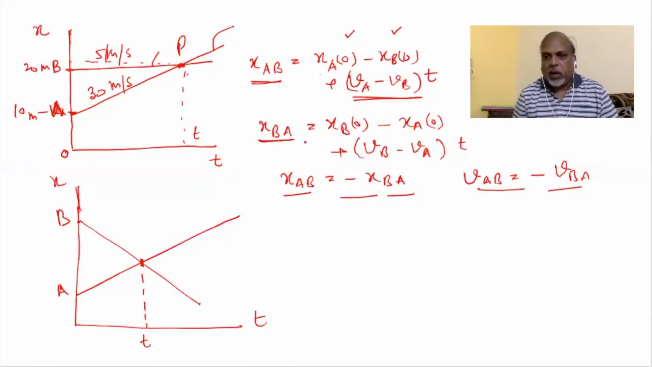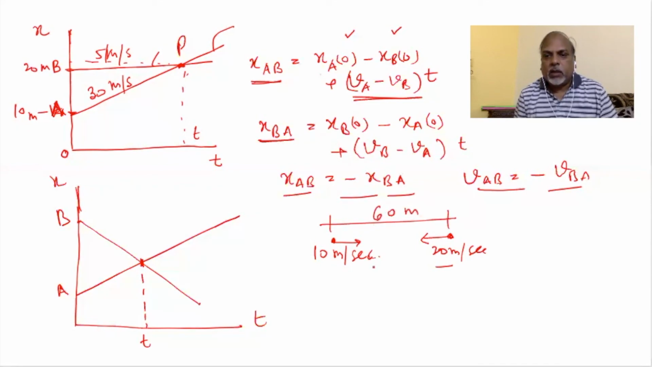And the beauty of relative motion is, suppose your car is moving with 10 meter per second and another car is moving in this direction with 20 meter per second, and suppose this distance is 60 meter. So how much time are they going to take in meeting?